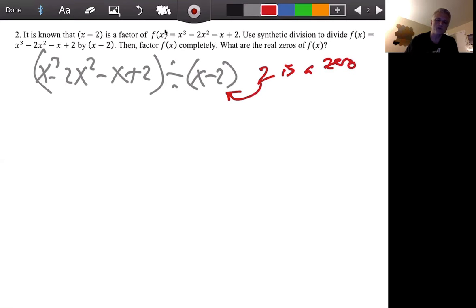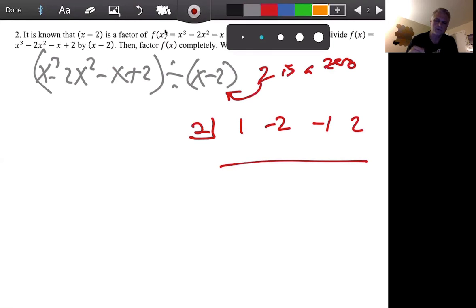So if I'm going to divide using the synthetic algorithm down here, I'm going to take 2 and place it outside of my little division box. I'm going to look at my coefficients. My first coefficient, x cubed doesn't have one, so it's 1, invisible math. And then we've got a negative 2, a negative 1, and a positive 2.